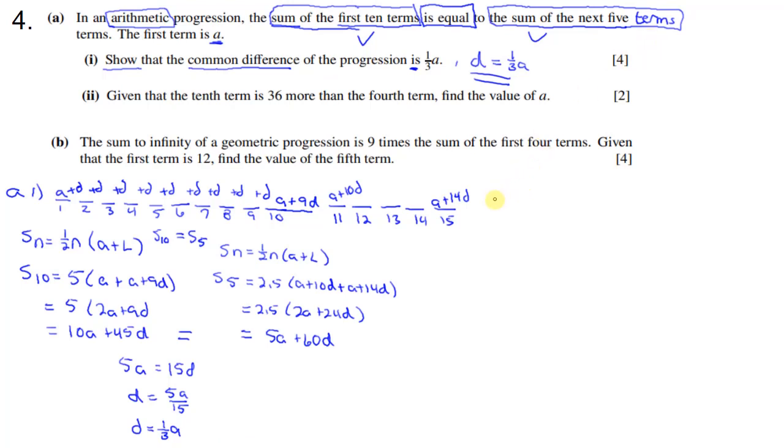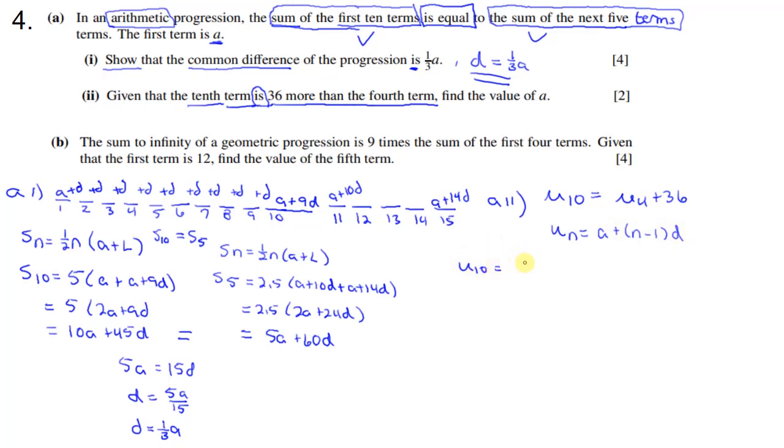Now in part 2, they want to tell us that the 10th term is 36 more than the 4th term. So let's take a look at that. The 10th term is equal to the 4th term plus 36. Now we've got a formula for the nth term. That's this when we're talking about arithmetic.